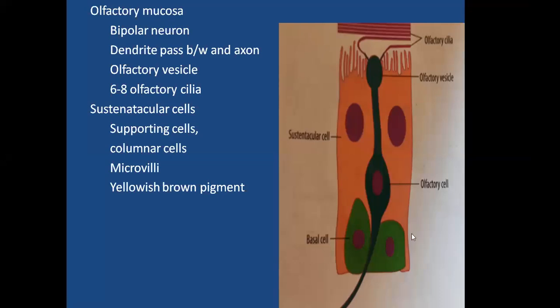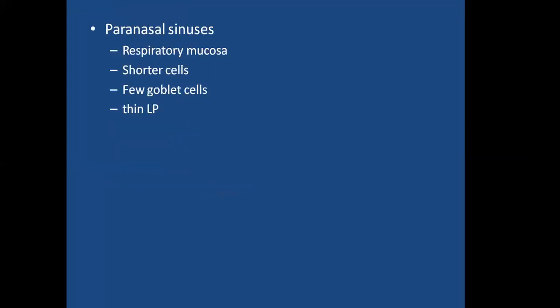Now, the axon arises from the olfactory cells. The sustentacular or supporting cells support the olfactory cell. They are columnar, and they have microvilli. The yellowish color of the olfactory mucosa is because of the yellowish pigment present in the sustentacular cells. Now, the other important cells are the basal cells, and these basal cells are the stem cells for the sustentacular and the bipolar cells, or the olfactory cells. Now coming to the paranasal sinuses.